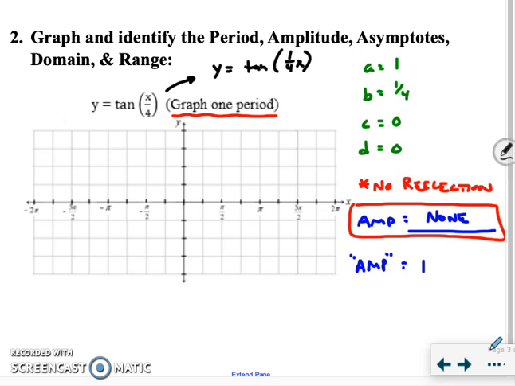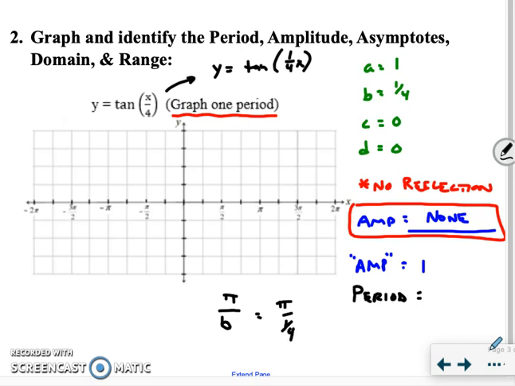So something to consider. Next, taking a look at the period. Remembering that this is a tangent problem. If it were a sine like the previous problem, we did 2 pi over b. If it's tangent, we're just going to look at pi over b. So when we look at pi over b, that means that we're looking at pi over 1/4.